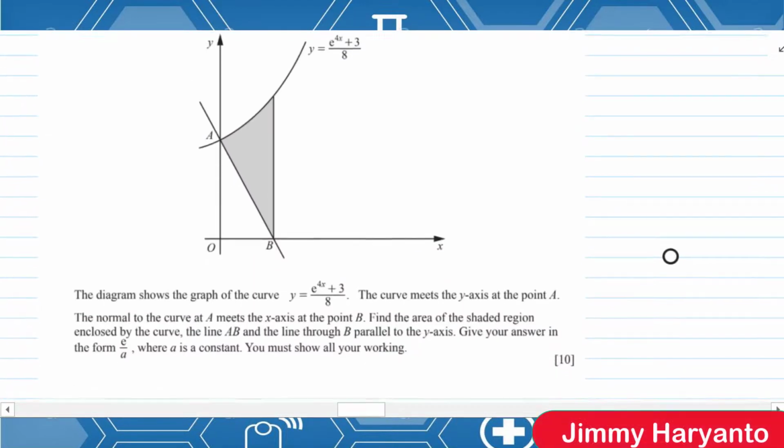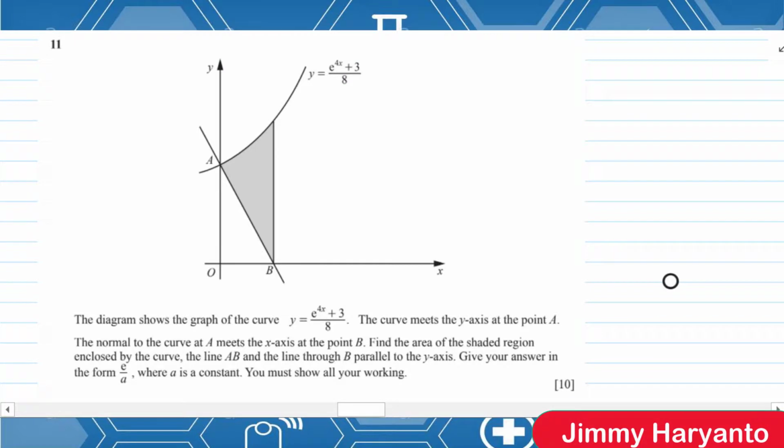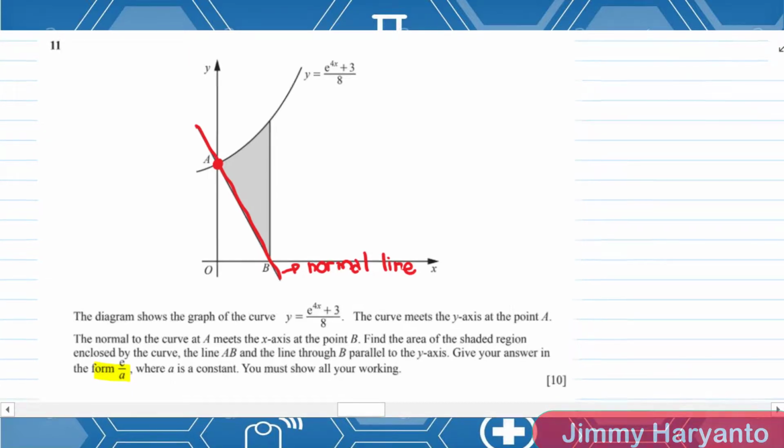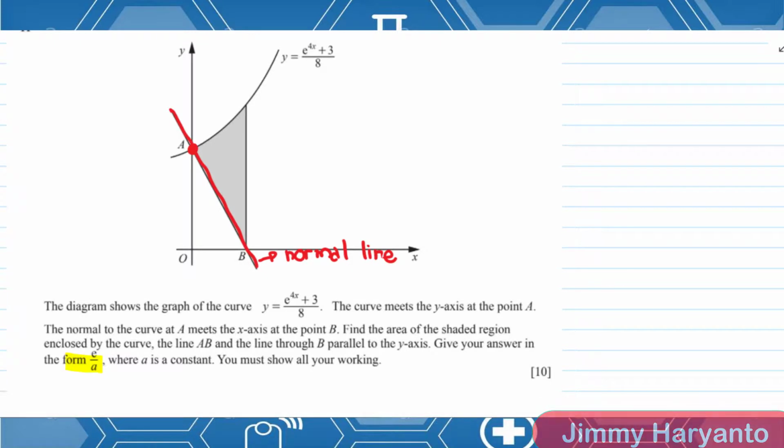Take a look at this, number 11, the last one. We have this curve y equals e to the power of 4x plus 3 over 8. The diagram shows the curve, and then the question says this is a normal line at A, and given that B is the x-intercept. That is the info for this question, and the question wants us to find it in terms of e over a, so you cannot use a calculator for this one, I think. And what is a? Oh, a is a constant.